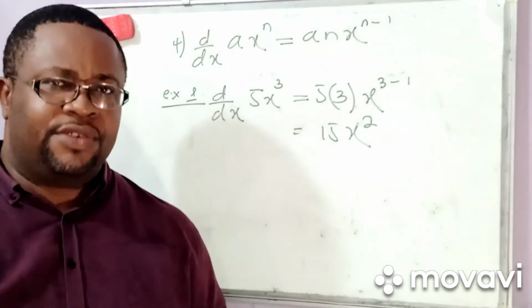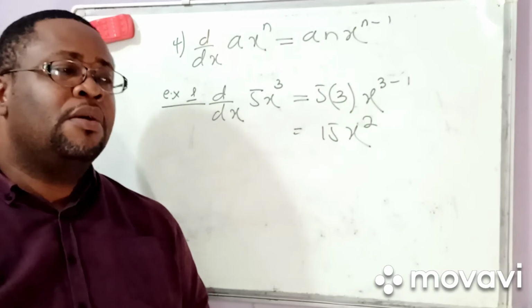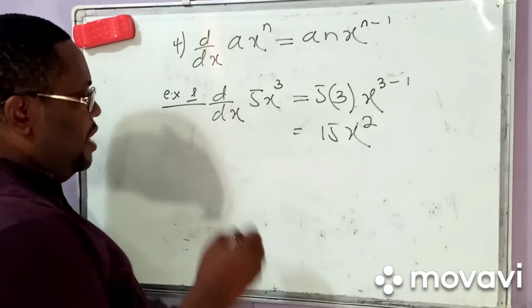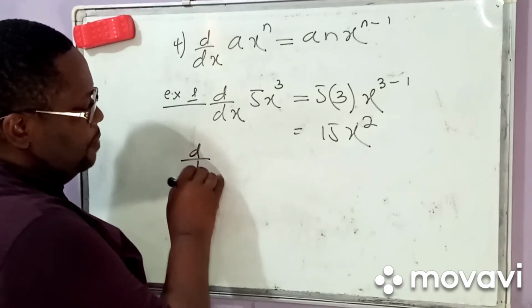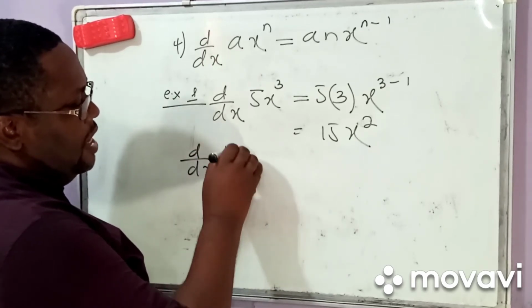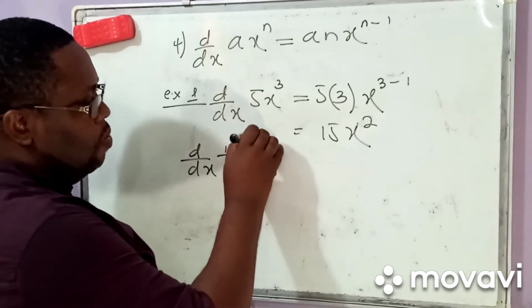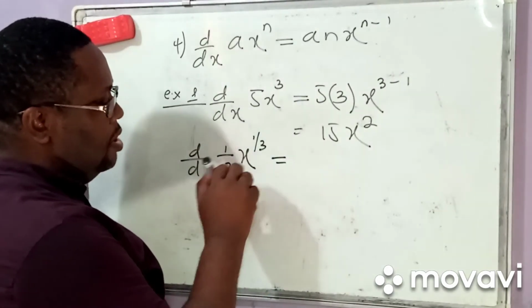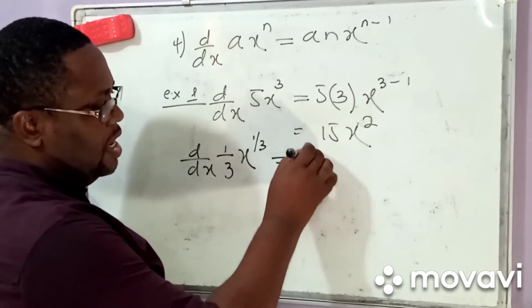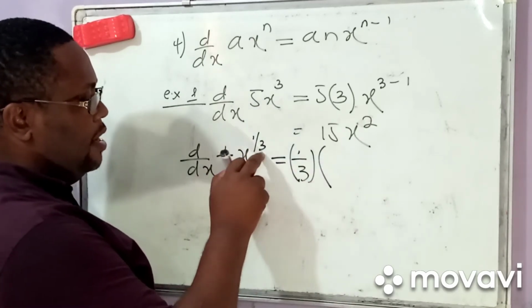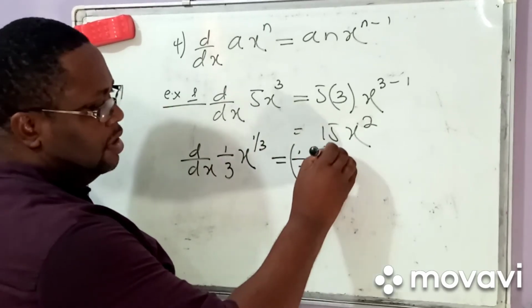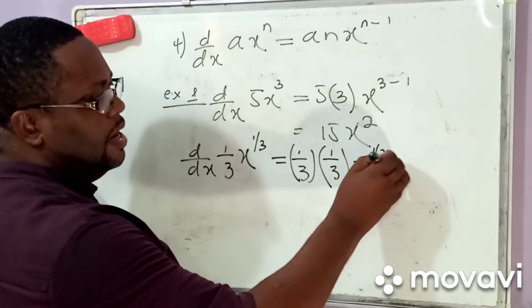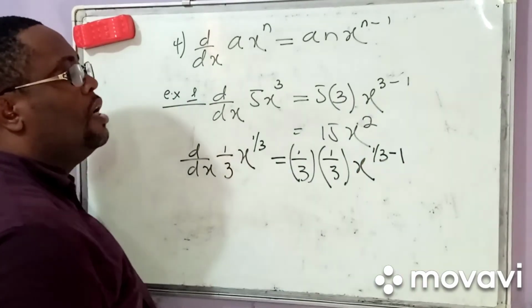Most especially when you get it right from the very beginning, you just fall in love with it. Okay, so what if you were asked to differentiate with respect to x, 1 over 3 x to the power 1 over 3. This simply becomes 1 over 3, the 1 over 3 will stay here, and then it's multiplied by the power. This power has to come down, multiplied by 1 over 3, and then I have my x to the power 1 over 3 minus 1. That's what the rule is saying.